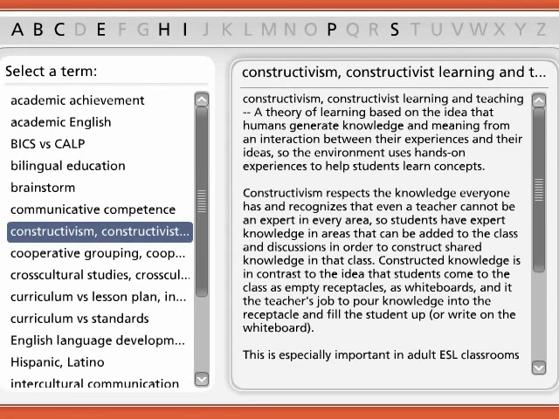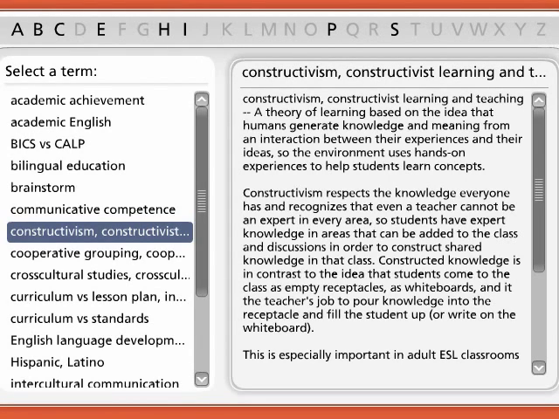Constructivism respects the knowledge everyone has and recognizes that even a teacher cannot be an expert in every area. So students have expert knowledge in areas that can be added to the class and discussions in order to construct shared knowledge in that class. Constructed knowledge is in contrast to the idea that students come to the class as empty receptacles, as clean whiteboards, and it's the teacher's job to pour knowledge into the receptacle and fill the student up, or write all over the whiteboard.